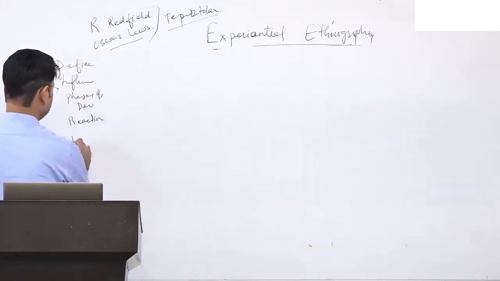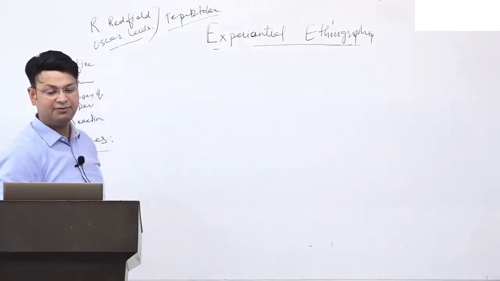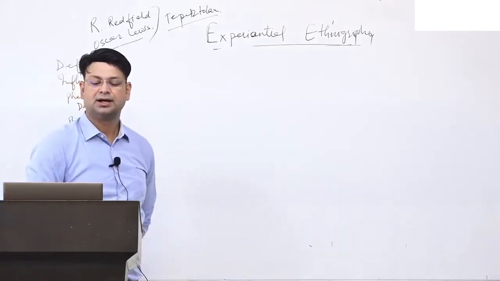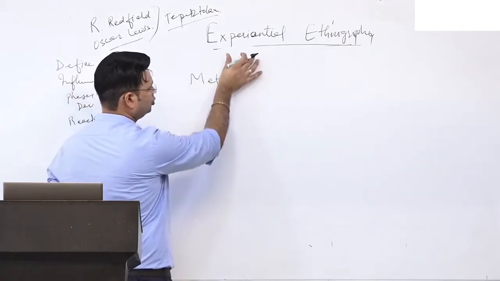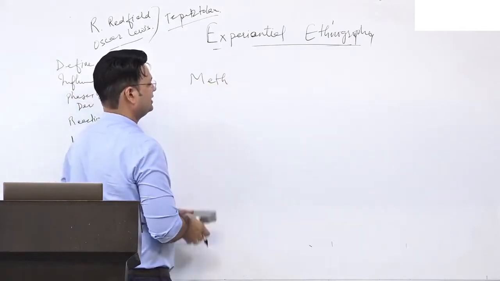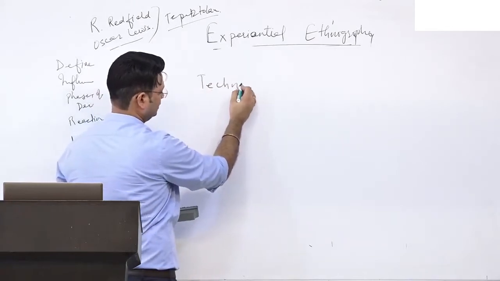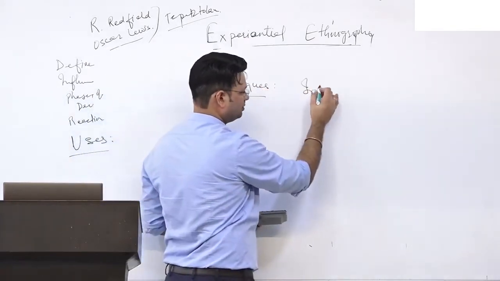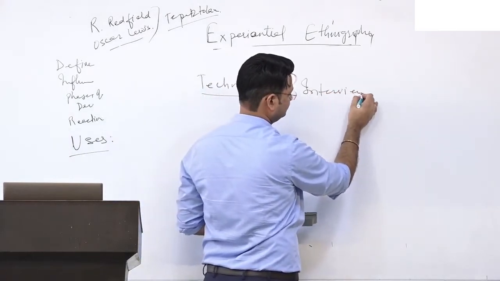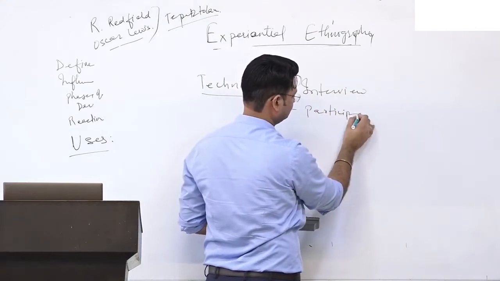Right? So you can say this approach, the uses, or where it was used in anthropology. And finally, the methods used here. What methods will you use while using this approach, the techniques used? So the techniques you can use: simply interview is the most important, right? Participant observation is one.